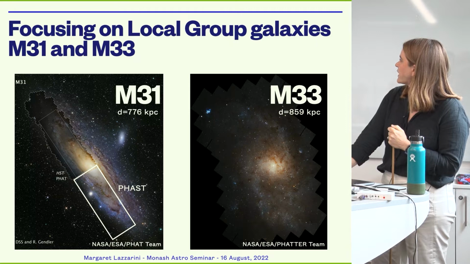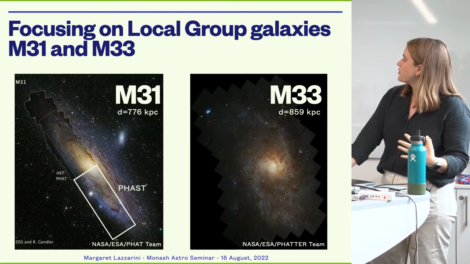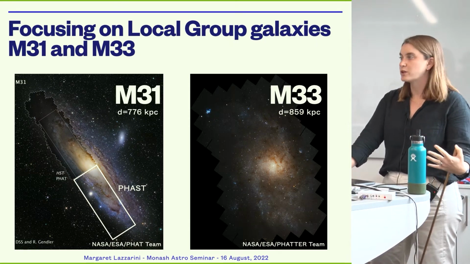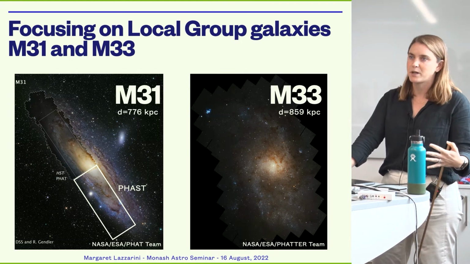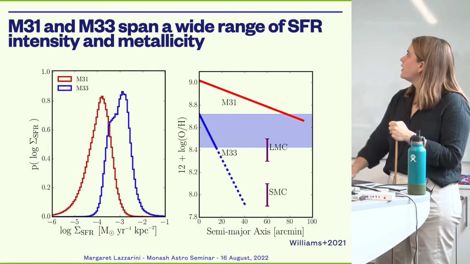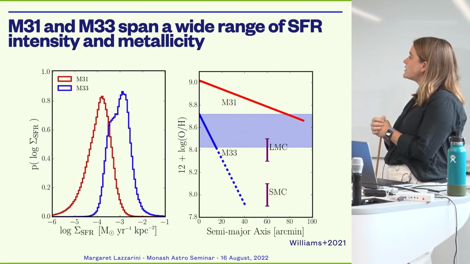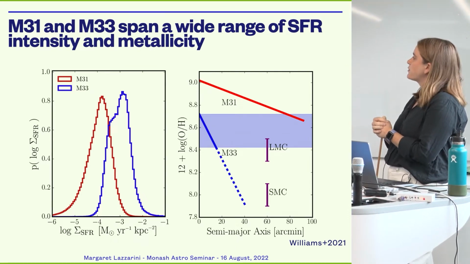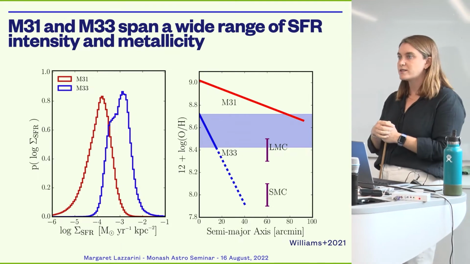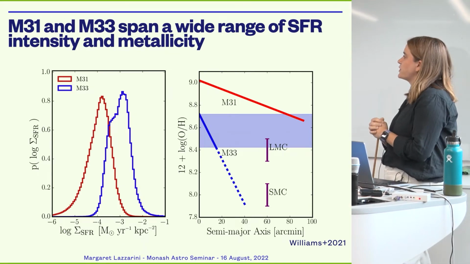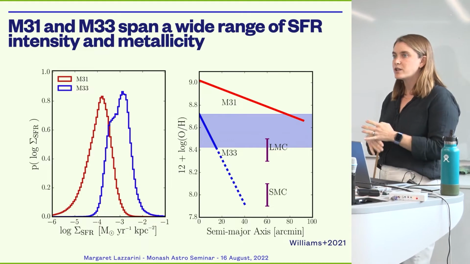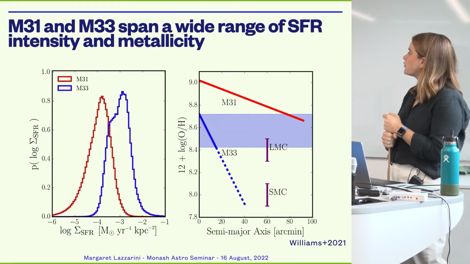So M31 and M33, besides being the closest spiral galaxies, which makes them an obvious choice for this type of work, are also interesting because they span a wide range of star formation rate intensity and metallicity. You can see M33 reaches higher star formation rate intensities than M31, which is great when you're studying massive star populations. You want to have a lot of ongoing star formation.